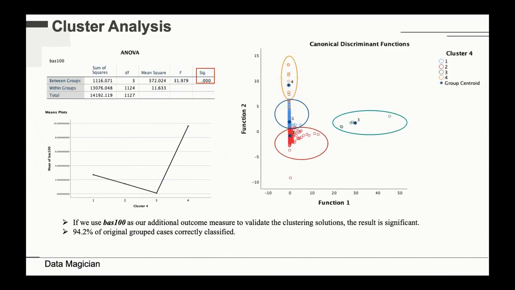Next, we try to validate our clustering solutions. We choose to use BS100 as our additional outcome measure. For the ANOVA table and means plots, we can see that the result is good. And we have also tried discriminant analysis. The results show that over 94% of original cases are correctly classified, which is still good. The picture on the right side also shows that our dataset has been successfully classified as 4 parts.